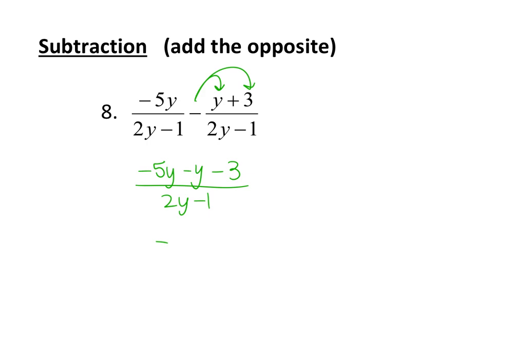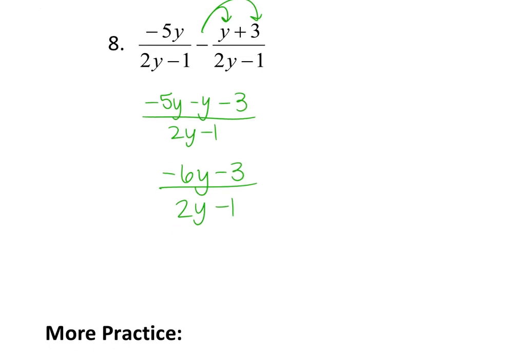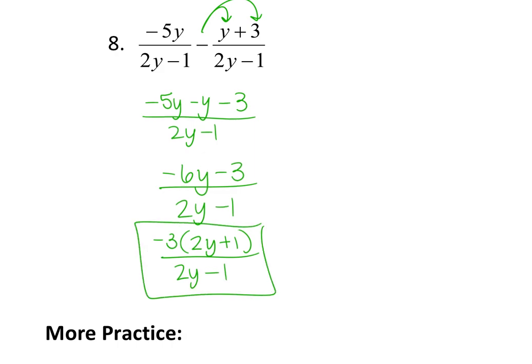Negative 6y, whoops. 6y minus 3 over 2y minus 1. Okay. We could take a negative 3 out of the top. That'll give us 2y plus 1 over 2y minus 1. Just kidding, they're not the same. So that's our final answer, and we're done. Obviously, if they had been the same, we'd be able to cancel it, but we can't. So there it is.